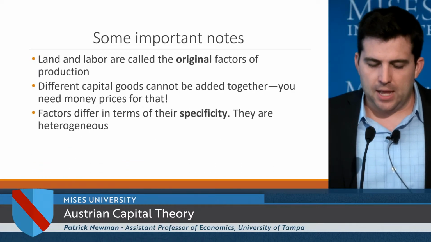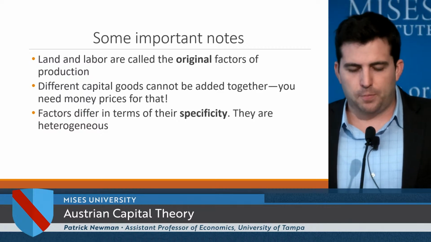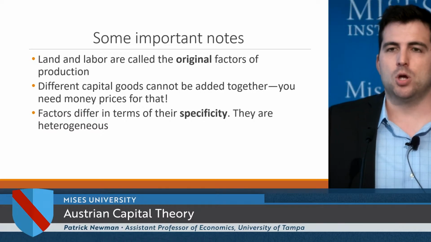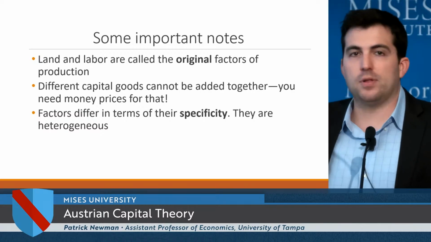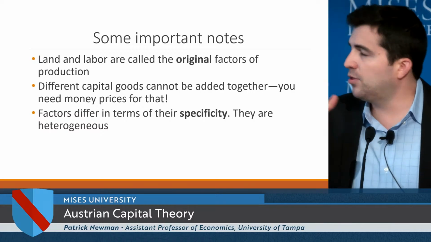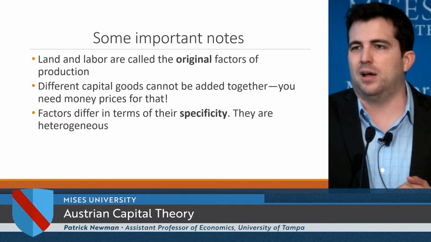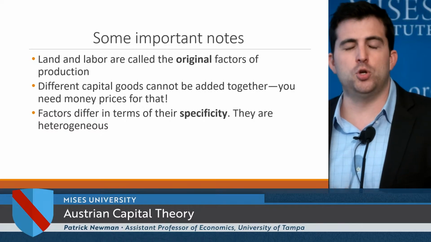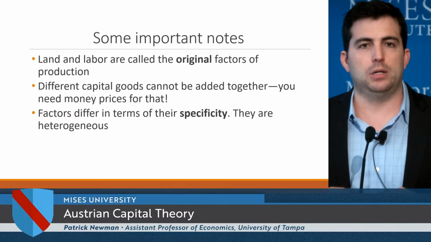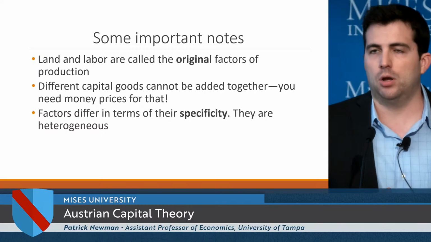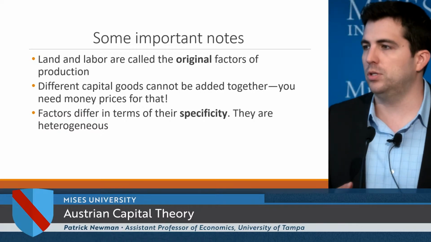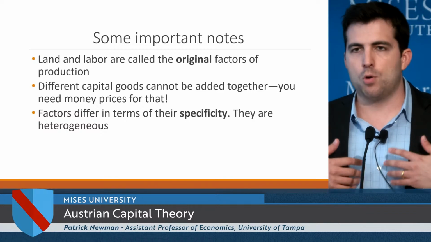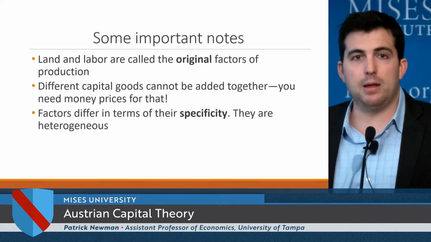Okay. Something else that's very important that bears emphasis is that factors of production differ in terms of their specificity. They are heterogeneous, right? So one capital good can't create everything. Not only do we need other factors of production, but it can only create certain types of consumer goods. Some capital goods are more suited for certain tasks. Some capital goods are less suited for those tasks. A tractor can only do so many things. A PowerPoint projector can only do so many things. Certain types of air conditioning facilities or machines or whatever. This is very, very important, right?